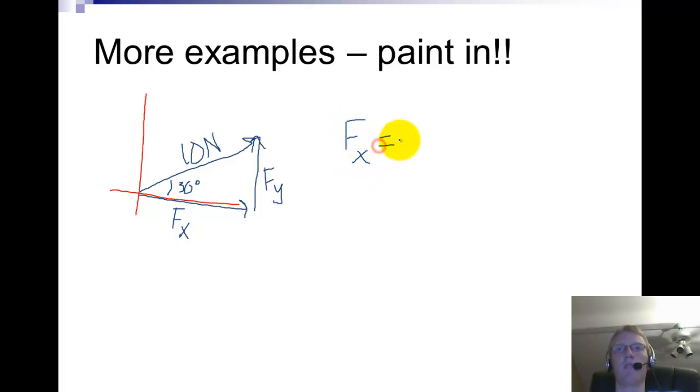Fx equals F total, which is the hypotenuse. So maybe I should label this one F total.